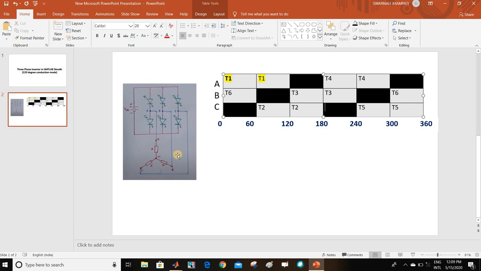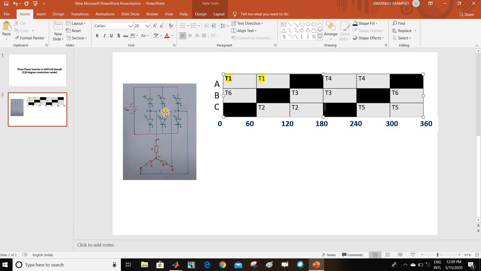Now what about VBN? Because VCN is 0. T5 and T2 will not conduct between 0 to 60. So what is your VBN? Again we have to apply voltage divider rule. So negative side of the supply is connected with this B. That means here it will become minus VDC.